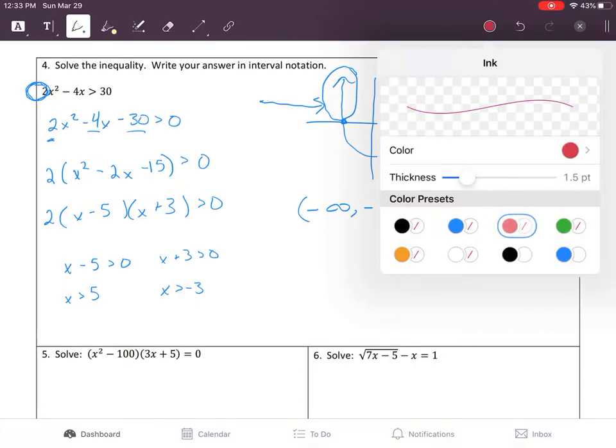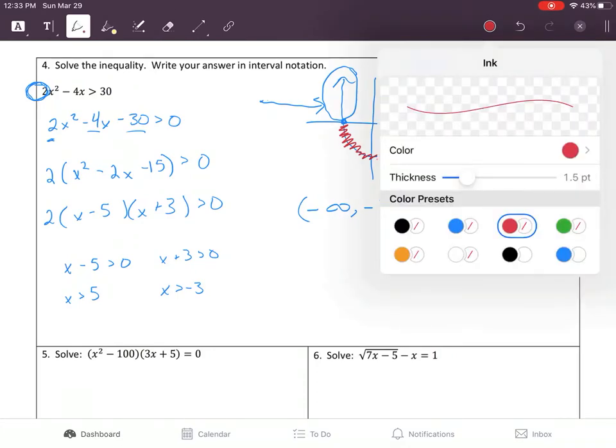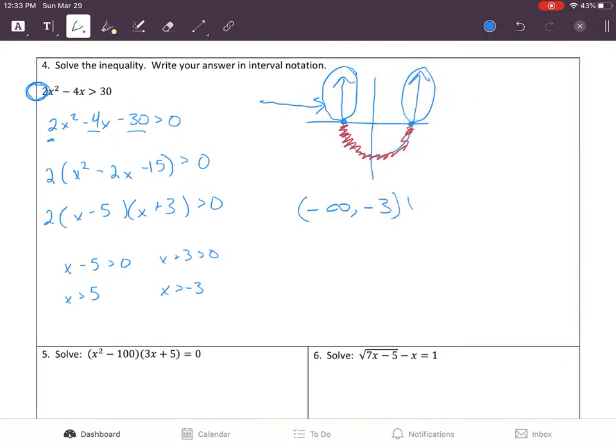I'm going to change the color here to help us illustrate this. At negative 3 all the way until it gets to positive 5, it's below 0, so that's not good. So let's go back to blue. We're going to start up again at positive 5 and then go towards positive infinity. That's where we're going to end. So there's the graph and the interval notation that goes along with it. This would be your answer.